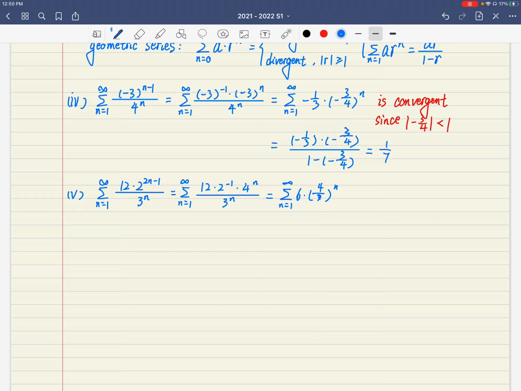Again, this is a geometric series, and you can quickly conclude that it is divergent since the geometric series ratio r, which is 4 over 3, is greater than or equal to 1. So it is divergent.